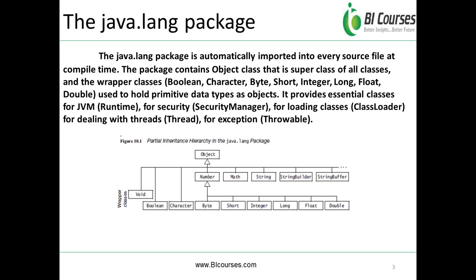Java.lang package. Every class automatically imports this package. The package contains a class that is a superclass of all classes, which is known as the object class, and also wrapper classes like Boolean, Character, Byte, Short, Integer, Long, Float, and Double. These wrapper classes are used to hold a primitive data type. We will discuss more about these wrapper classes in the next slides.